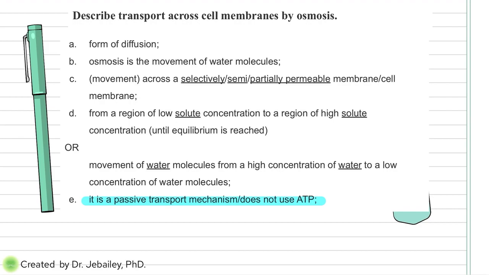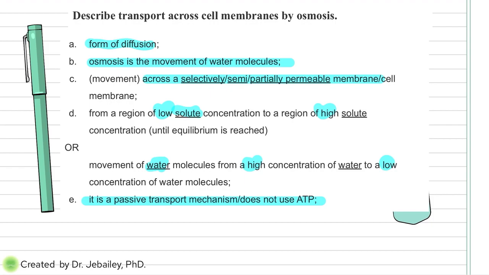First, describe what it is. Mention the water movement. Mention that the membrane allows it because it's semi-permeable. Mention either way, talking about the solutes or the water. But make sure you're putting the right letter, high or low, depending on if it's the solute or the water. And then you mention that it's passive with no energy. You get the full points.